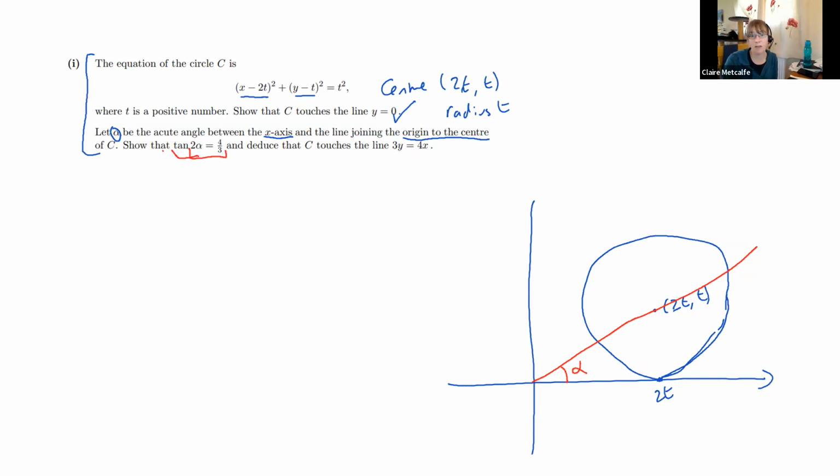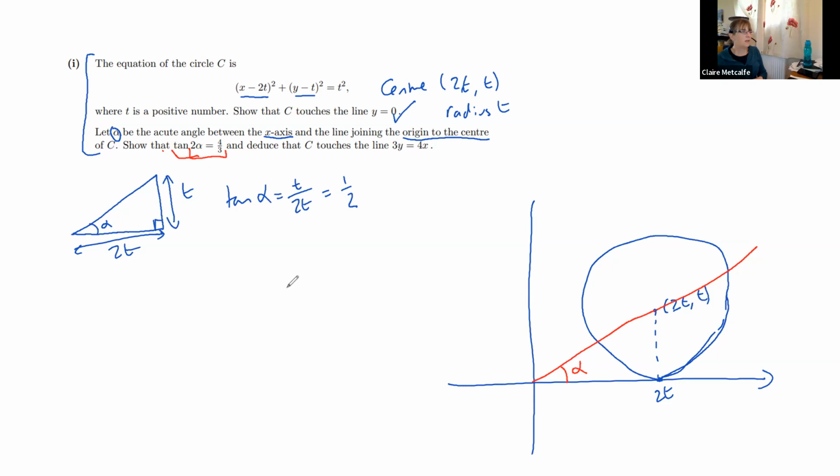Let's start by actually just thinking about what alpha is. So what I'm going to consider is this right angle triangle, and I'll draw it out here to make it a bit clearer. So we have this right angle triangle, this is alpha, this distance here is 2t, because we're going along to the centre point, and this distance is t. And that tells us that tan alpha is equal to opposite over adjacent, t over 2t, which is a half.